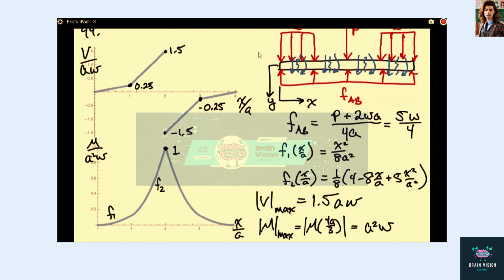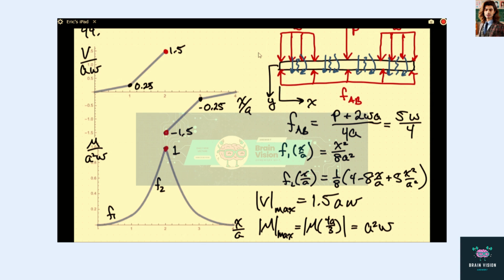And so in this region here, now this distributed load is bigger than this distributed load, because this has a magnitude of W force per length, and this is 5 force W force per length. So now we have a positive slope there. And then over this region, we have this distributed load, and so we have another positive slope, and so we get up here to 1.5 A times W, and these are our peak values here.